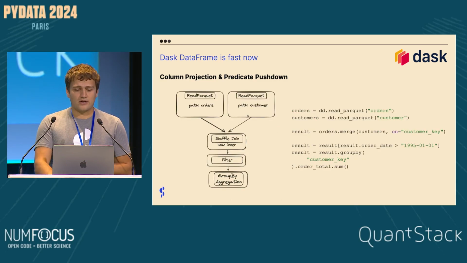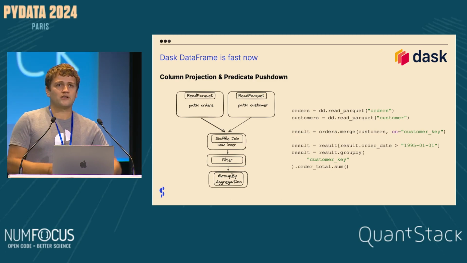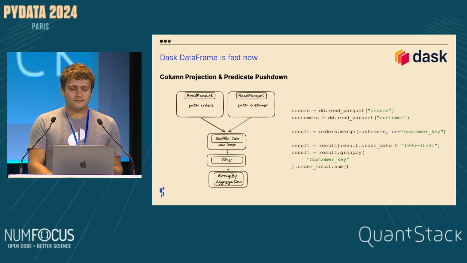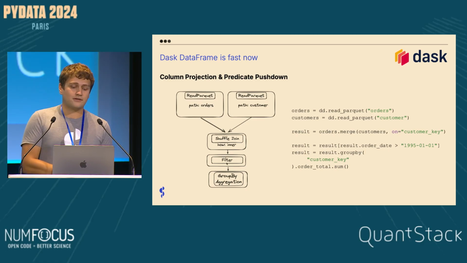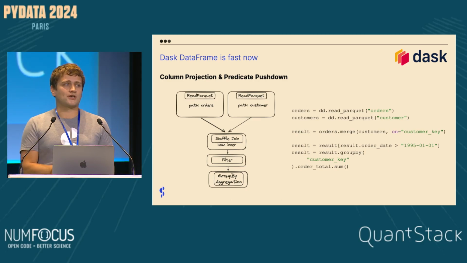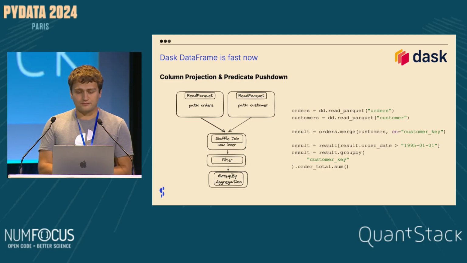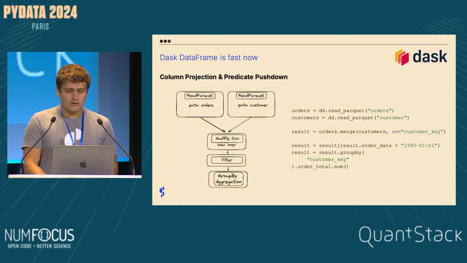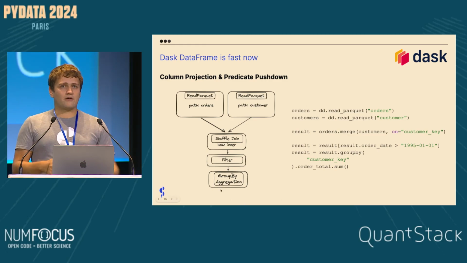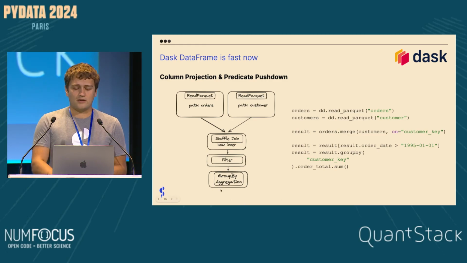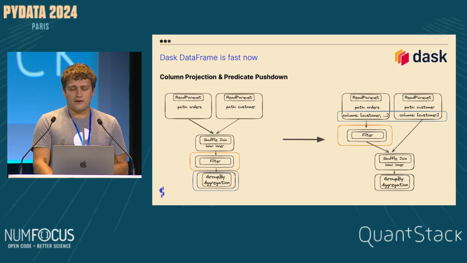So what Dask historically did, it read everything at the top, then went into the join, transferred everything over the network, before it applied the filter, and then came the group by aggregation that actually reduced to those 2 columns. Now the new algorithm figures out automatically that the group by aggregation actually only needs those 2 columns, customer key and order total, and then pushes this selection all the way to the top.